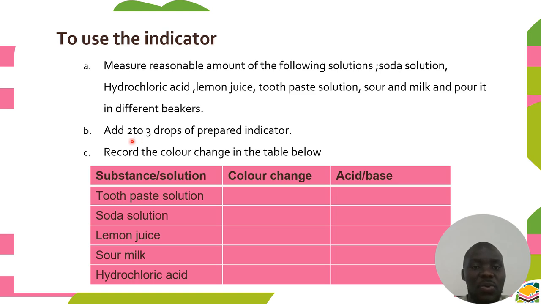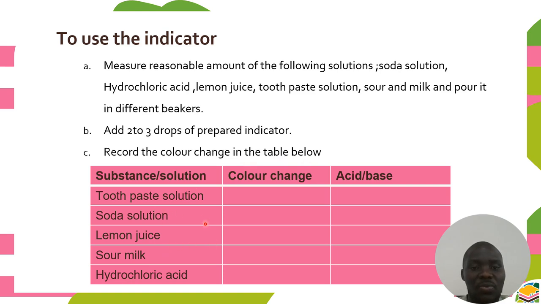So after that, using a dropper, you are going to add 2 to 3 drops of the prepared indicator into the test tube containing the solutions that you want to test. Record the color change in the table below. So we have a table here.